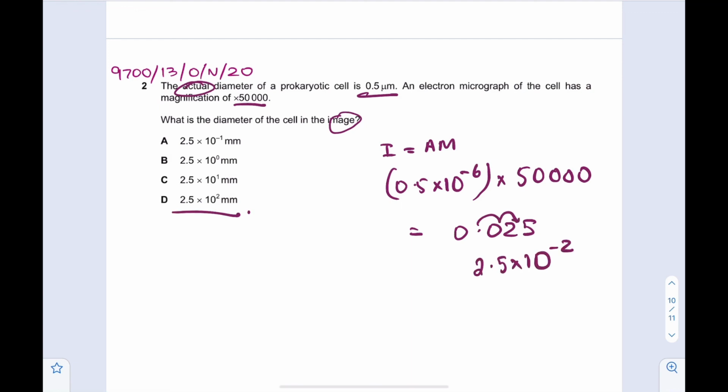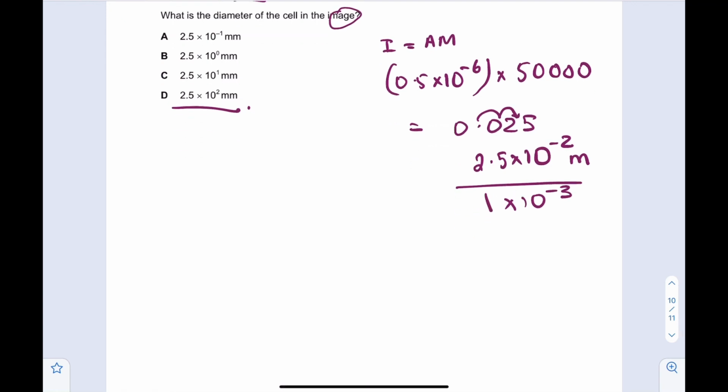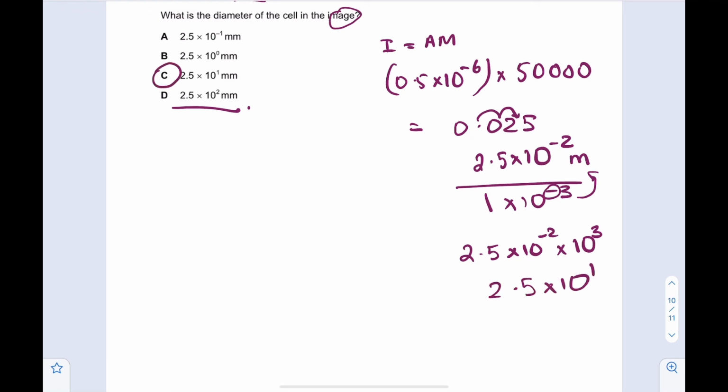2.5 into 10 power minus 2 meters. Now we want to convert this to millimeters. We're going to divide it by 1,000. So we get 2.5 into 10 power minus 2 into 10 power 3, because when it goes up, the sign changes to a plus. So we get 2.5 into 10 power 1 millimeters.